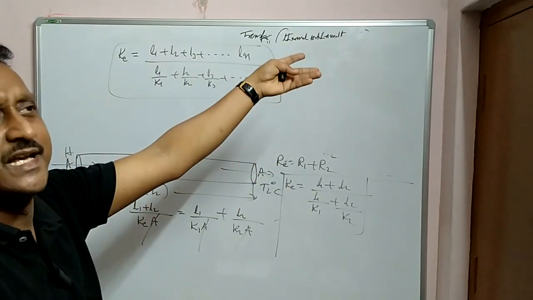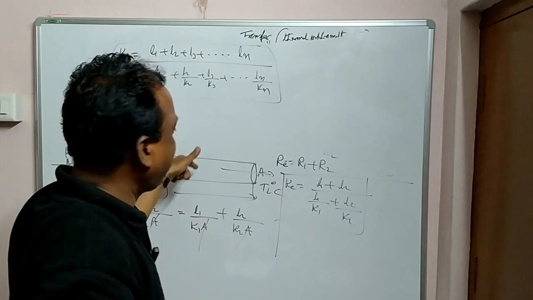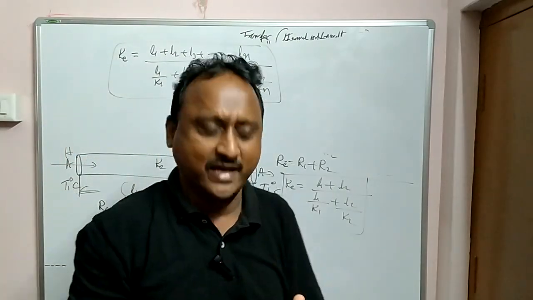Number of rods are increasing more than 2. L1 plus L2 plus L3 dot dot dot Ln by L1 by K1 plus L2 by K2 plus L3 by K3 plus dot dot dot Ln by Kn.